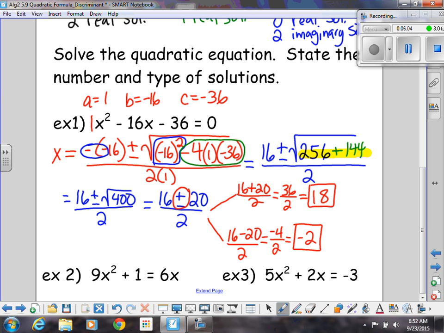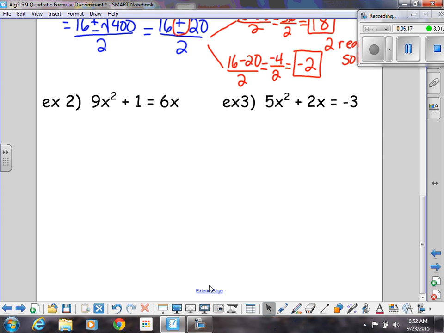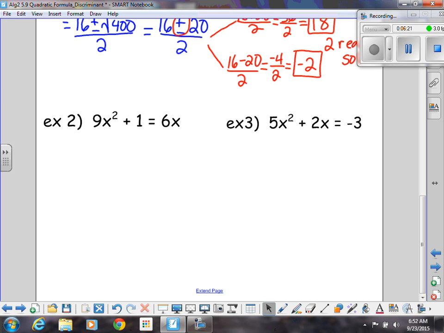So notice that I have 2 real solutions. And I know they're real because they do not have i in the answer. So now let's look at these next 2 examples. Notice that in these next 2 examples, they're not already in standard form. So in this example 2, I'm going to put it in standard form first.